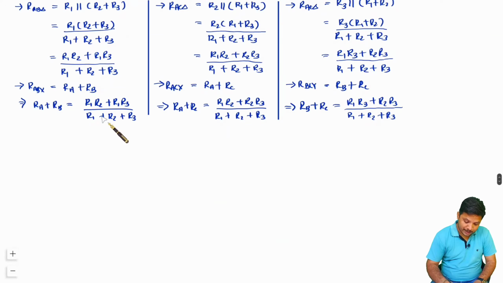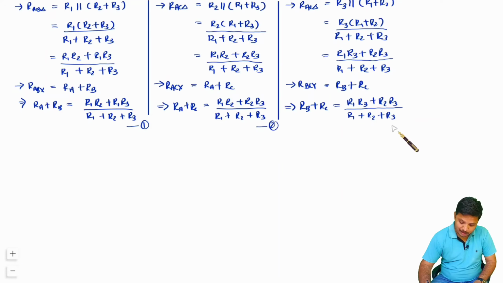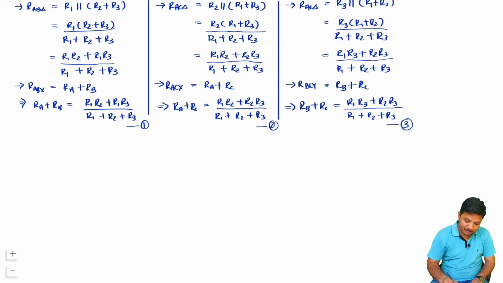Now we have three equations, right? Let us say this is equation 1, this is equation 2, and this is equation 3. So now what I'll be doing is adding equations 1, 2 and 3. So let us add all these 3 equations.